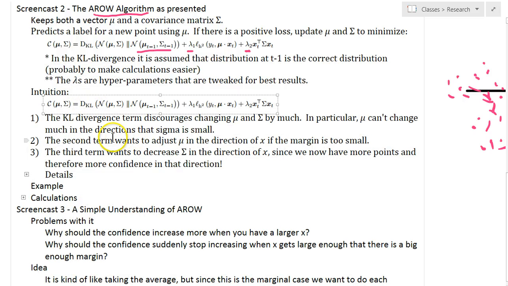Now some intuition for what's going on here. The first term, the KL divergence between these two distributions, is going to discourage changes in the distributions. In particular, it's going to discourage changing mu by too much and also changing sigma by too much. Mu can't change much in directions in which sigma is small, because that would change the KL divergence a lot, right? If this is basically this distribution, then we could shift like that a fair bit, because there'd still be a lot of overlap. But if we shift this way, then there's very little overlap, which would create a very large KL divergence.